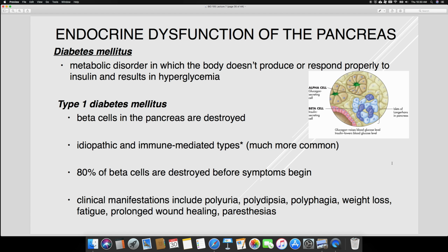So when the body does not have insulin, it feels like it's in a starvation state. Okay, so a lot of our body cells need insulin in order to take glucose in, and if they can't take glucose in, the cells feel like they're starving. That's why you see the weight loss, because the body is breaking down fat to try to get some energy. But that also results in problems like diabetic ketoacidosis.